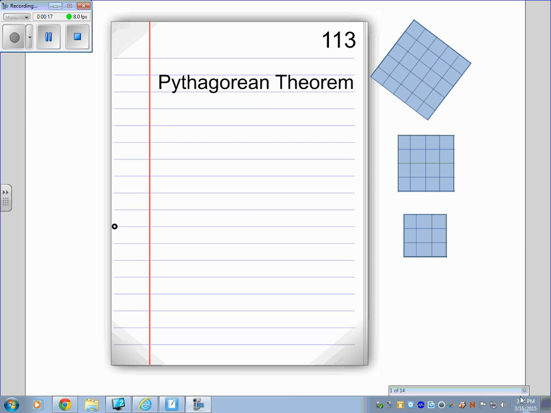Since we have to have a triangle to learn the Pythagorean theorem, the first step is to glue the 3 squares onto the page in a way that forms the triangle we need. I'm going to show you how first, and then you should pause the video to do it in your notebook.